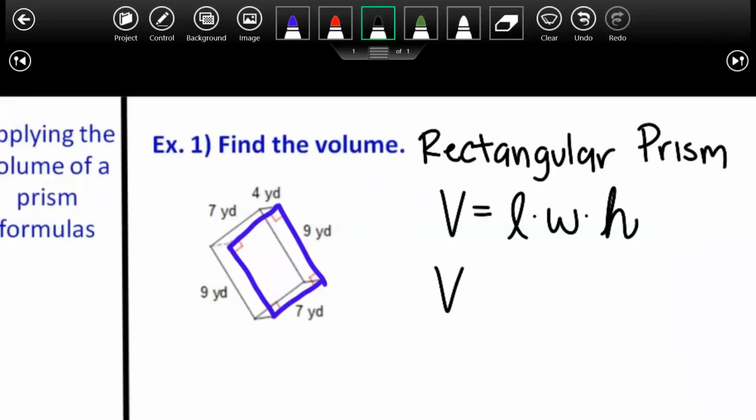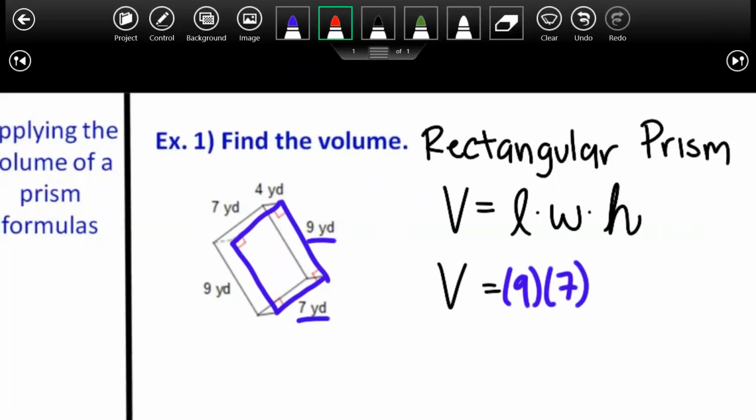Our volume for this is going to come from the sides of this rectangle. So we're going to get 9 times 7, and whichever one you make length or width, it doesn't matter. And then the height of our figure is going to come from the pillars that make up the other, separated rectangle. So we're going to use that, multiply by 4. So we're just going to take the length, width, and height, multiply them all out. Someone do it for me.